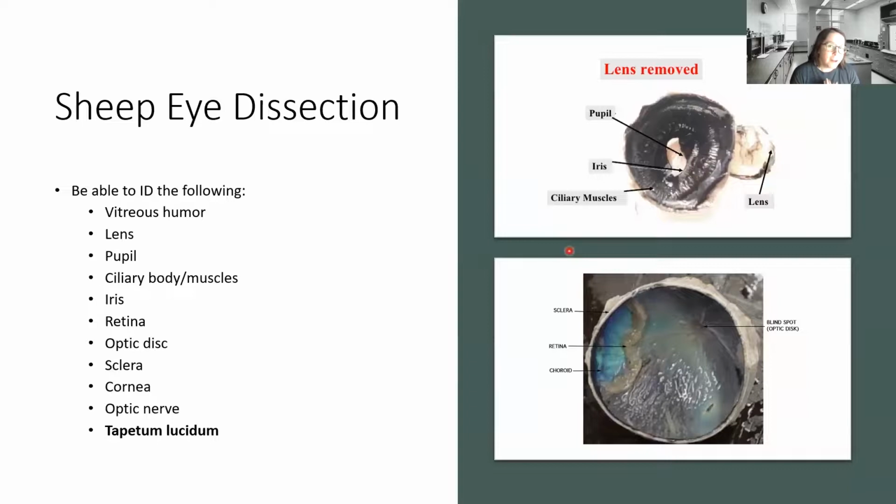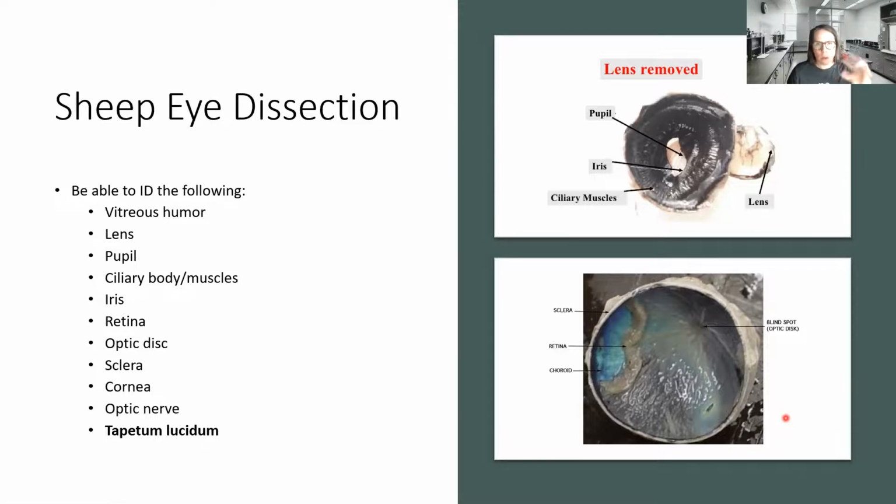Now for our final dissection of the year, we're going to be cutting open sheep eyes. And the protocol is all in your lab packet, so I'm not going to worry about that now. Basically, you're going to cut the eyeball into anterior and posterior sections, and you're going to be working to identify all of these structures. So I have some references here, but the one thing I do want to talk about is a new structure called the tapetum lucidum.